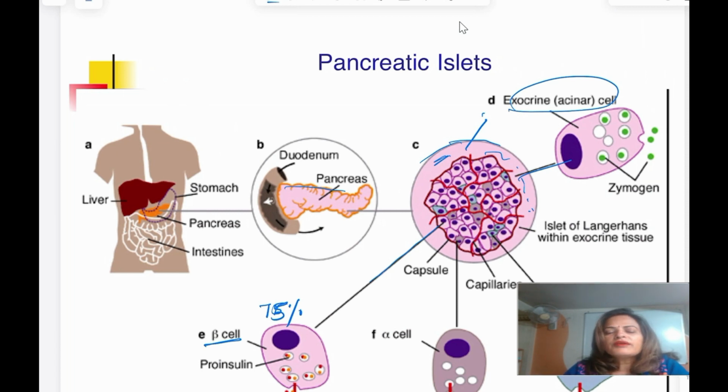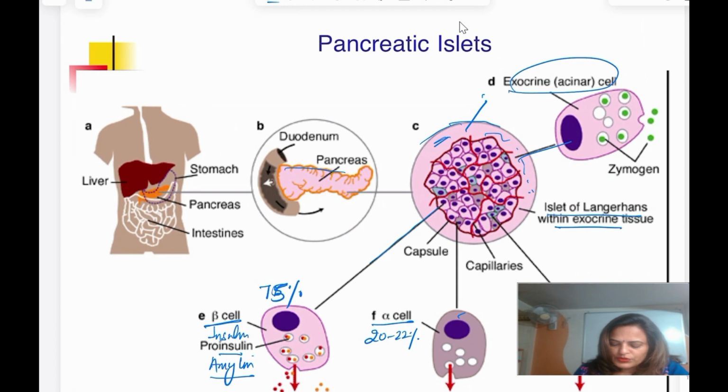So the beta cells are the ones which are going to secrete the insulin and another hormone, that is amylin. So these are the insulin, proinsulin and amylin. Then another cell in this islet of Langerhans is the alpha cell. This constitutes around 20 to 22% of the cells, and these alpha cells are going to secrete what? Glucagon.